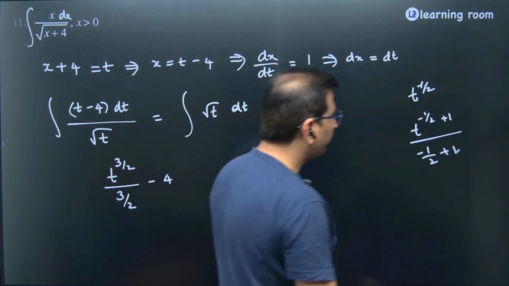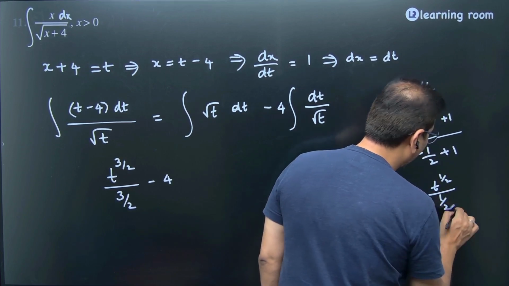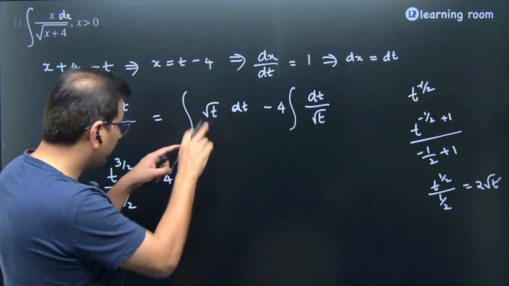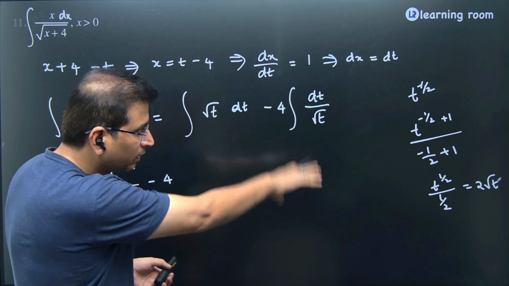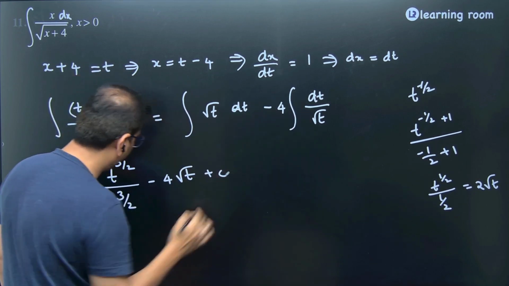Right. So on solving this, you will get t power half divided by half. Basically, it will be 2 root t. So the integral of 1 by root t is 2 root t. You can remember that, but that is the process. Right. 4 into root t plus c.